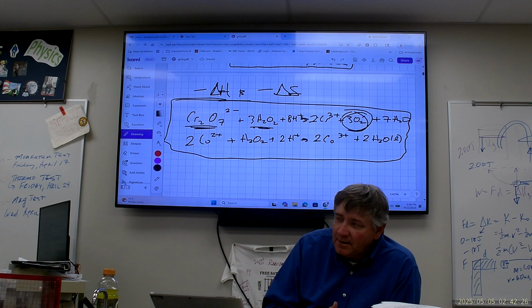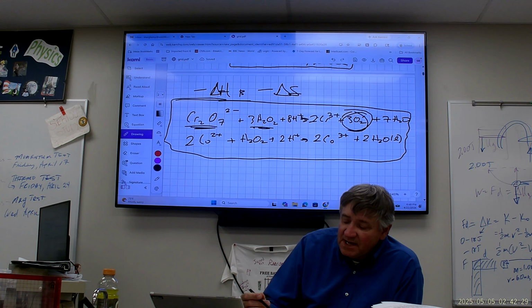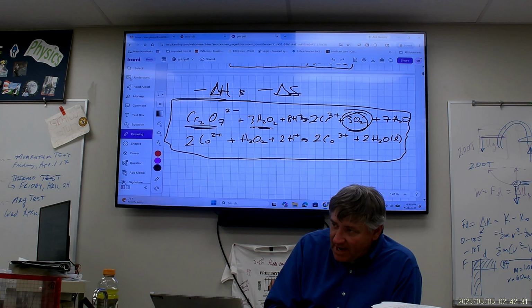What was the answer? Negative 0.07. So I'm just saying, if I tried to do that second reaction, nothing would happen because it has a negative E naught value. Right? All right.